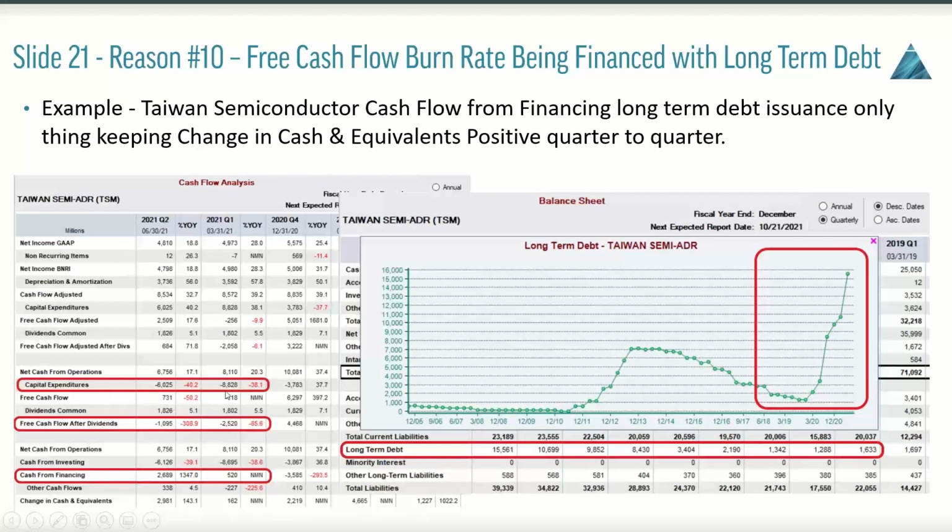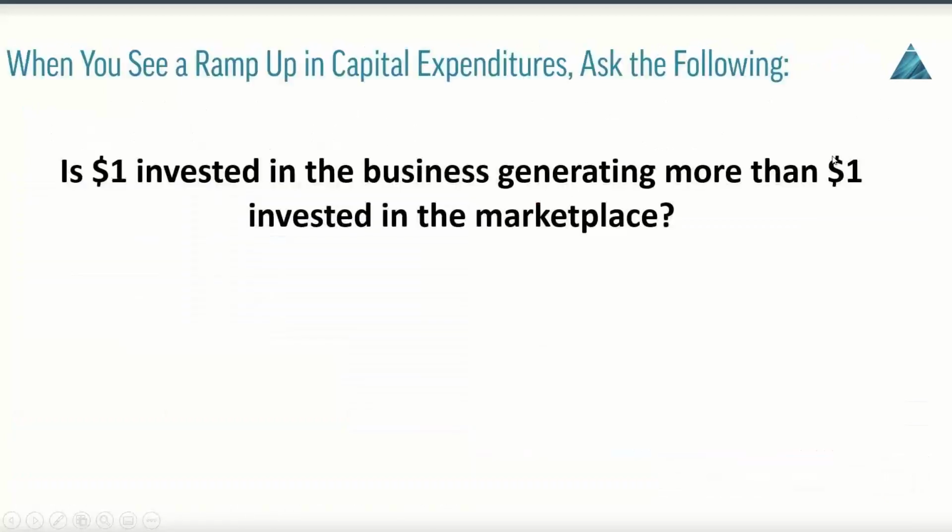So capital expenditures obviously on the rise massively, contributing to negative free cash flow after dividends. And you can see that cash from financing, that injection of long-term debt, really helping to prop up that change in cash and cash equivalents. And that's what we would expect. Okay. Now we ask the questions, right? What do you do when you see this type of ramp up in capital expenditures? I want you to ask the following.